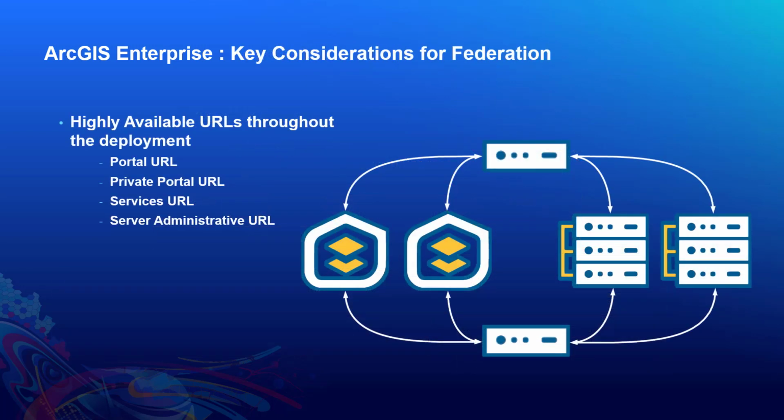Considering you have all this communication happening within your deployment, you need to make sure that all the URLs that you would configure the deployment with are highly available. For example, they all go through a load balancer. That load balancer is configured to check the health of the backend machines it's sending requests to. This would happen for the portal URL, the private portal URL, the services URL, and the server administrative URL. All these URLs need to go through a component like a load balancer that's able to detect when machines are down and only send requests to healthy machines.